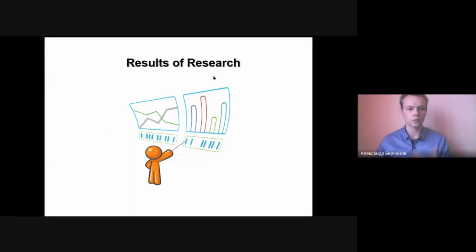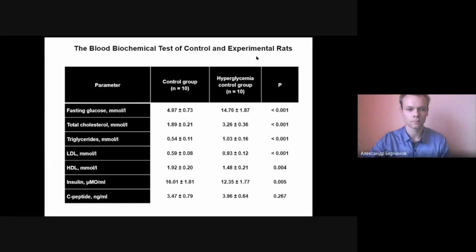So we have received the following results. The results of blood biochemical analysis of control rats and animals with chronic hyperglycemia are shown. Experimental rats had significantly higher fasting glucose and decreased insulin content. The C-peptide did not differ between comparison groups. The obtained changes largely correspond to the diabetes mellitus type 1 phenotype.